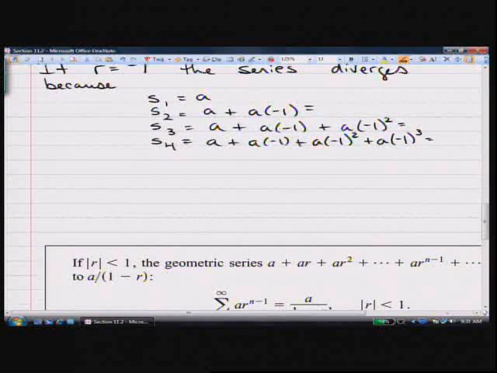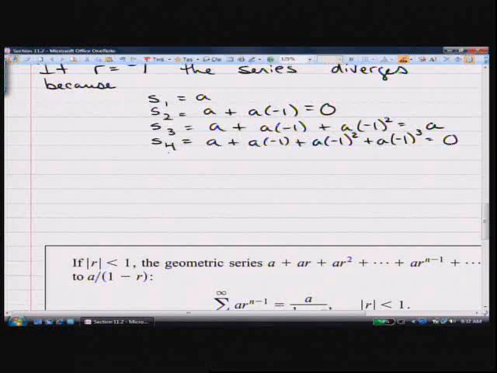What's this? This one's just A. What's this one? A plus -A. 0. What's this one? A. Okay, and then this one is 0, right? So what's happening is the terms of the series, or the partial sums, are alternating between either A or 0.